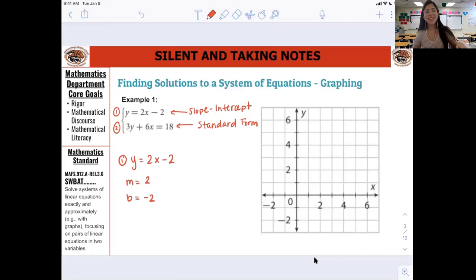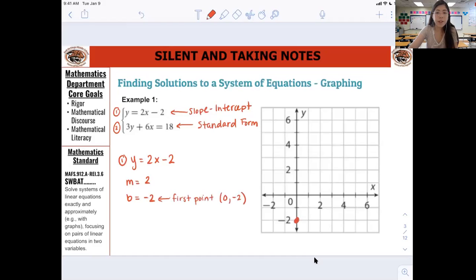Now that I know the slope and the y-intercept, I can use that information to graph my line. Where do I begin? Where is my first point going to be? At the -2. Good. Remember that the y-intercept is always your first point. That's the first thing you put down, and this is going to be at (0, -2). So I go down here and put down my y-intercept.